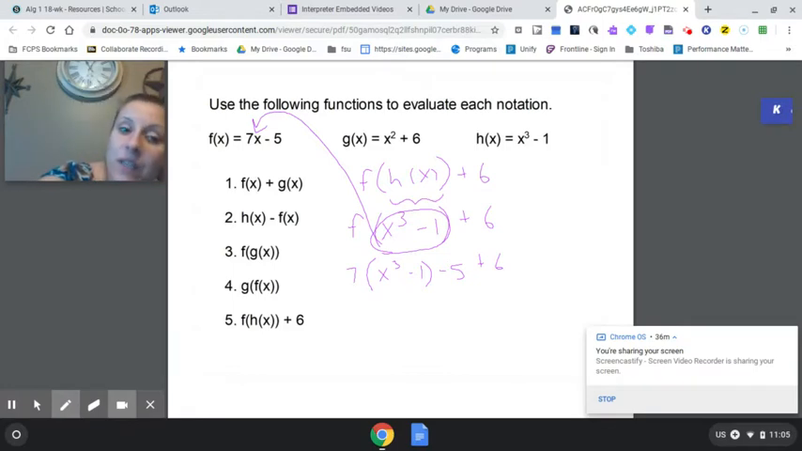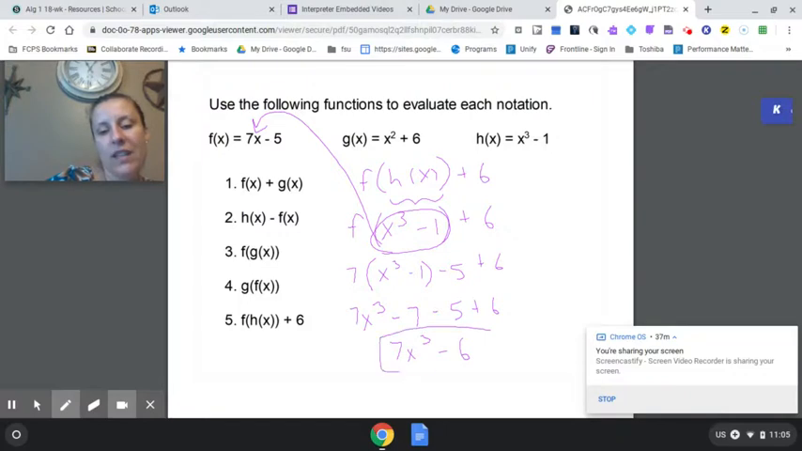Again, we need to simplify and combine like terms. So distributing the 7, we get 7x cubed minus 7, bringing down the minus 5 and the plus 6. The only thing that we can combine here are all of those constants. So negative 7 minus 5, that gives me negative 12. And negative 12 plus 6, that gives me negative 6. So 7x cubed minus 6 would be our final answer.